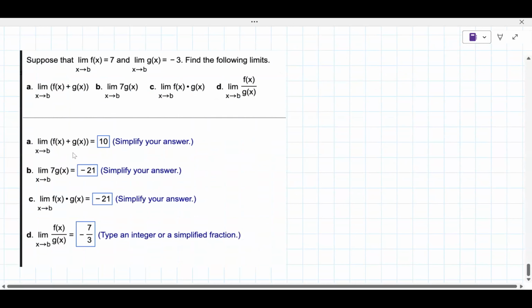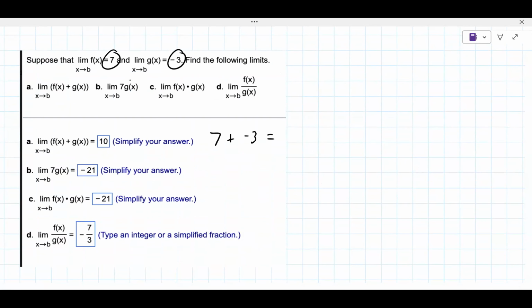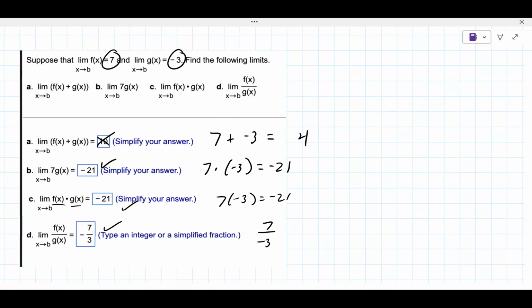So here we go. f of x plus g of x, you've got 7 and a -3. Notice that's a -3 here. So the first one is 7 plus -3, which is 4. So you want to change that. Part B becomes 7 times g of x, 7 times -3, which is -21. So that's good. f of x times g of x, you multiply them together, 7 times -3, which is -21. That's good. And then f over g, 7 over -3. That is good there. Excellent. Like that you're trying them. That's always a good thing.